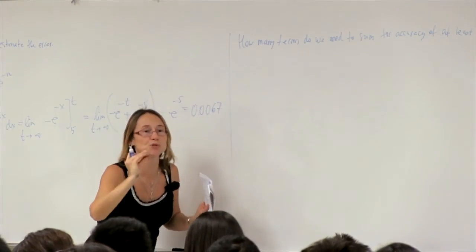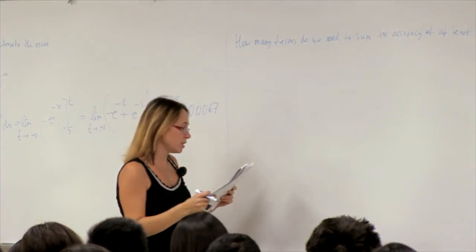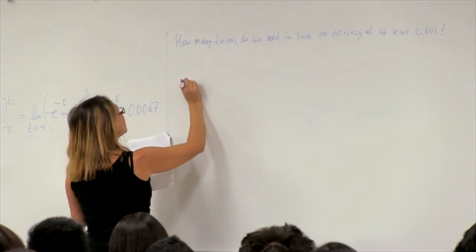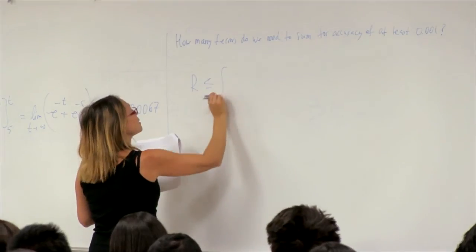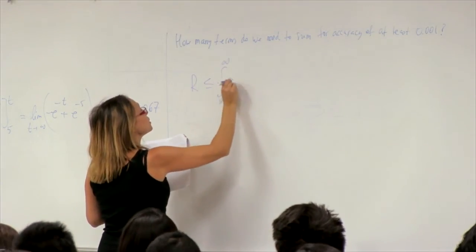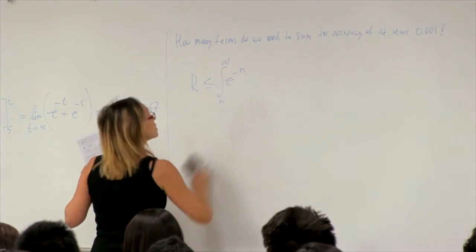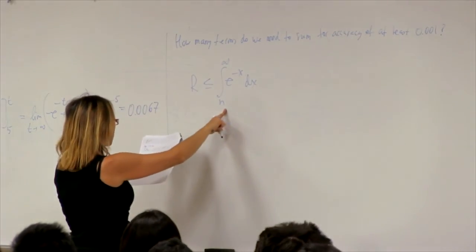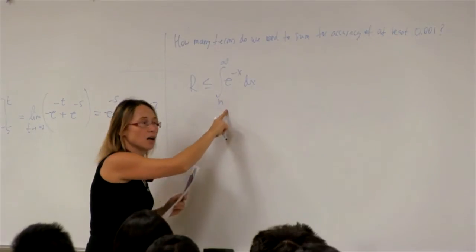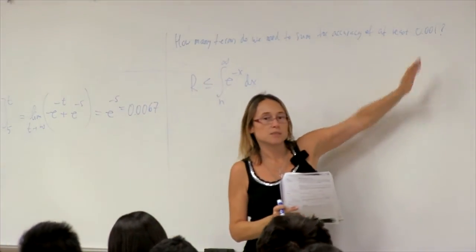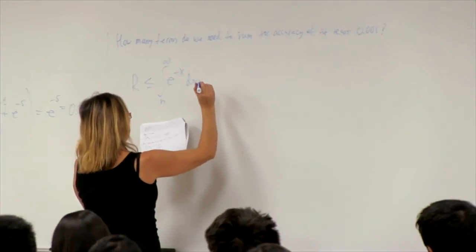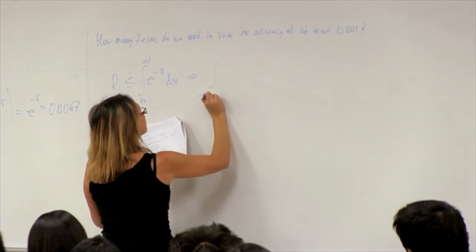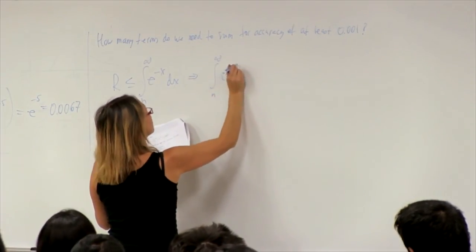I want to reduce the error. How many terms do I need? So I know that R is less than an integral from n to infinity of e to the minus x dx, right? So this is what I need to calculate. I want this number to be less than this. So I have an integral from n to infinity of e to the minus x.